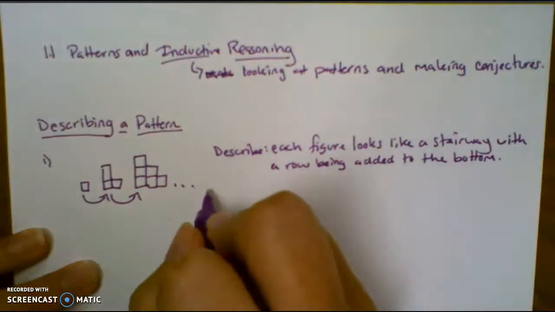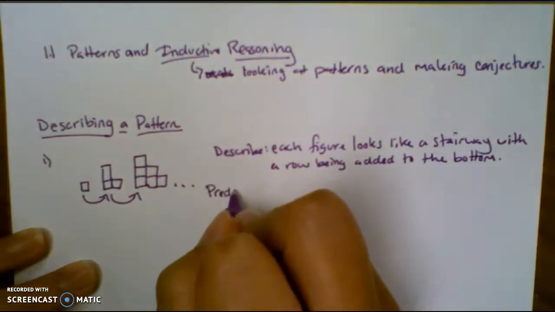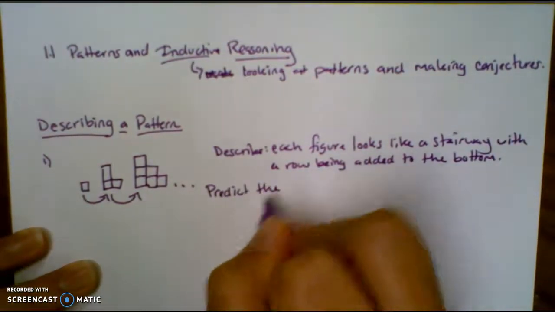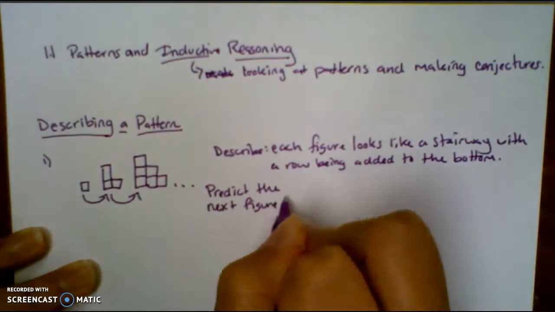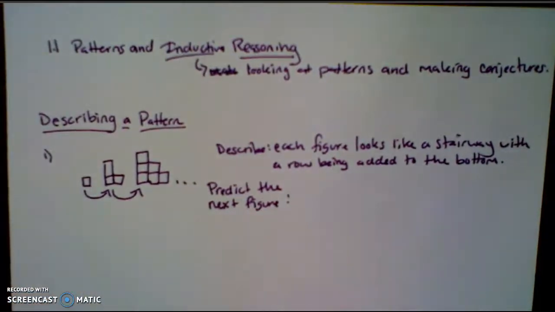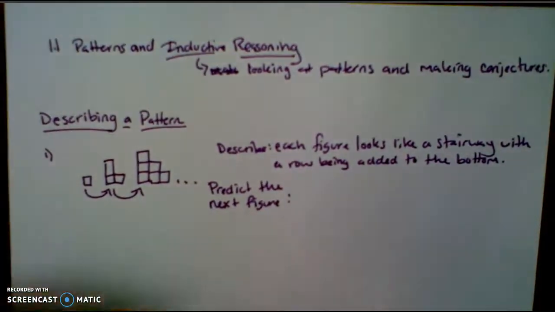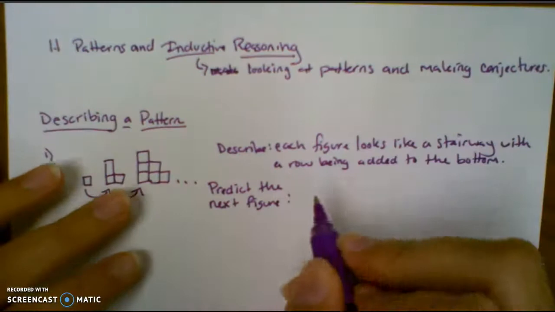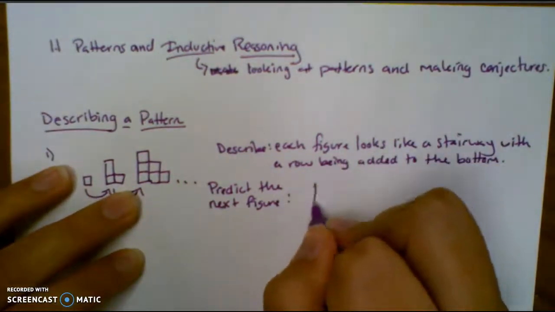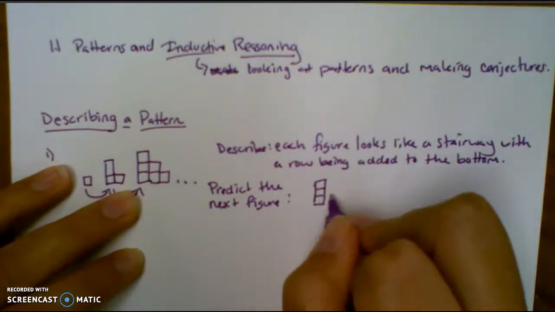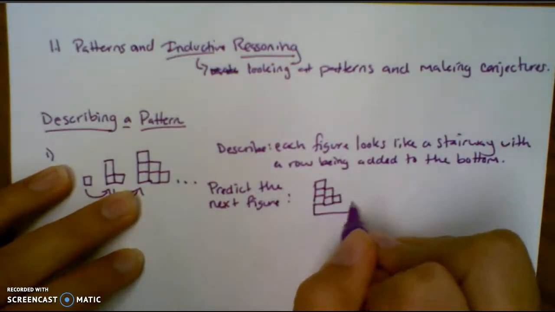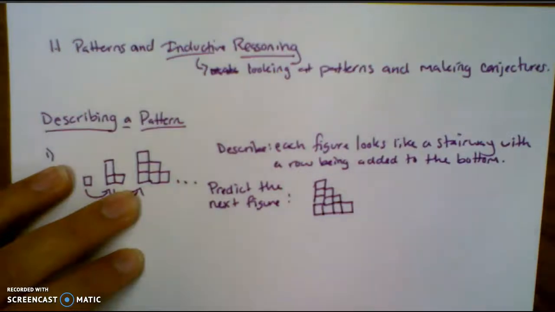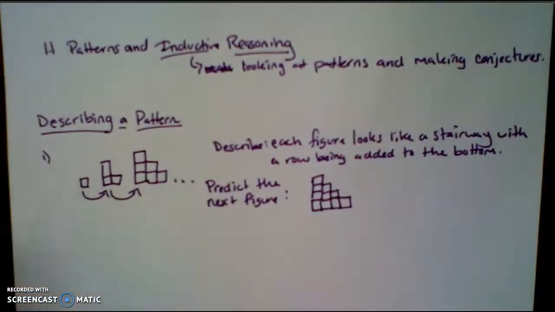Then you might be asked to predict the next figure. So, predicting the next figure. Well, if we're adding a row to the bottom so that it still looks like a staircase, I'm going to redraw the last one that's up there. And then I'm going to add a row to the bottom so that it looks like a staircase. And there's my next image. Okay, so there's one with pictures.